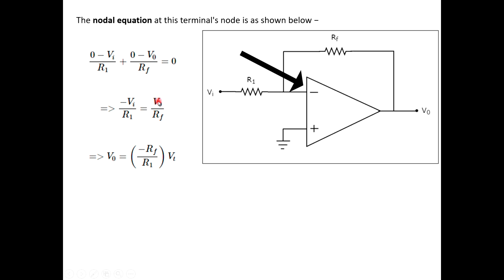Now what is the output voltage? That means output voltage is equal to minus Rf by R1. Just taking this to the other side of the equation, and the ratio V0 by Vi. Now this is not supposed to be Vt, this is Vi, it's a misprint. Please understand that this is Vi. So V0 by Vi will be equal to minus Rf by R1.